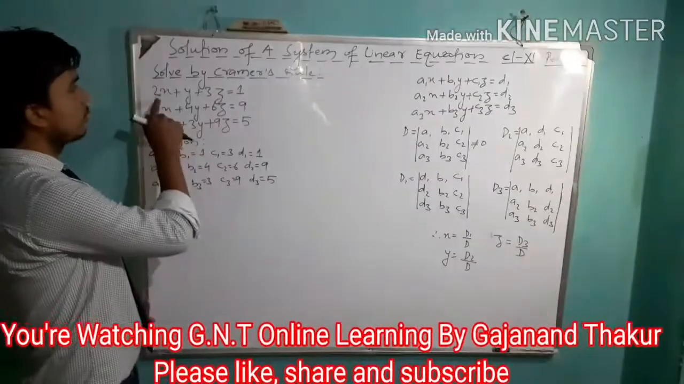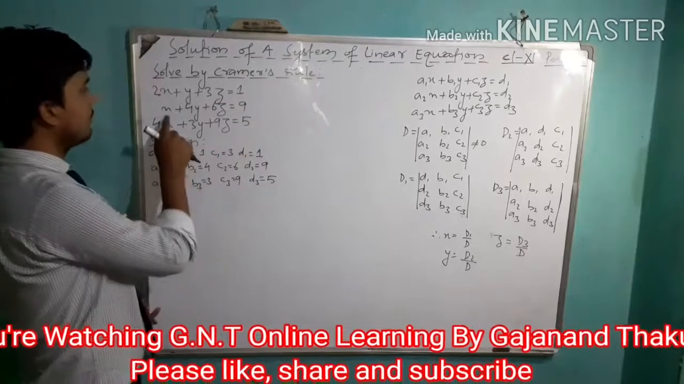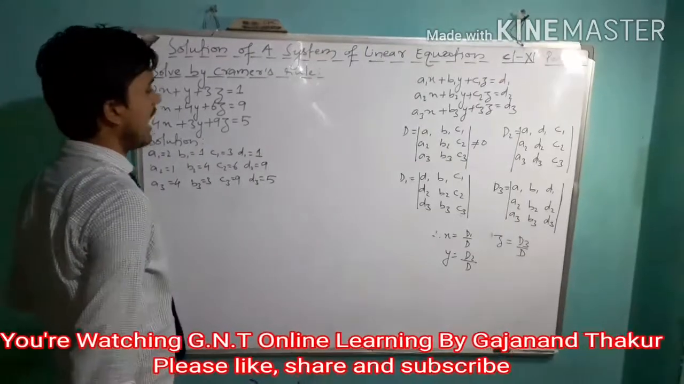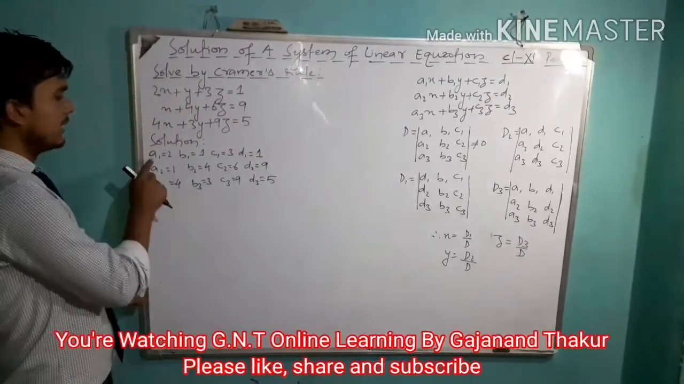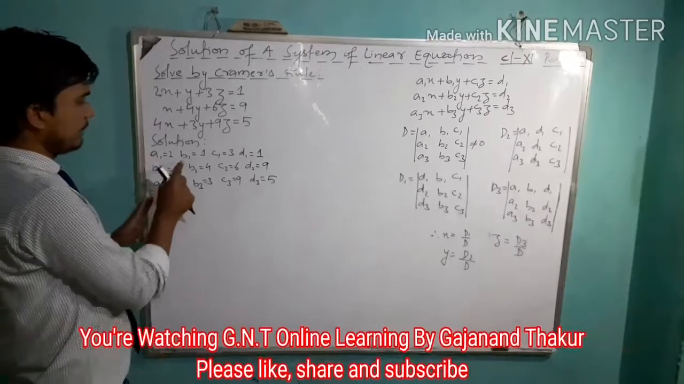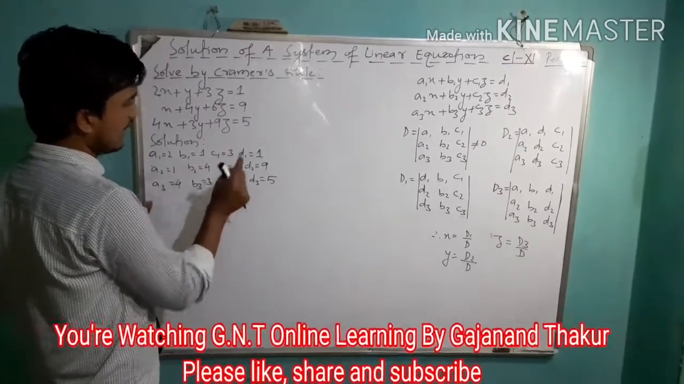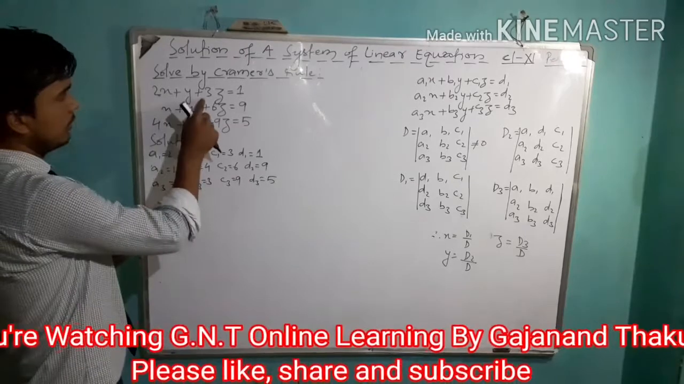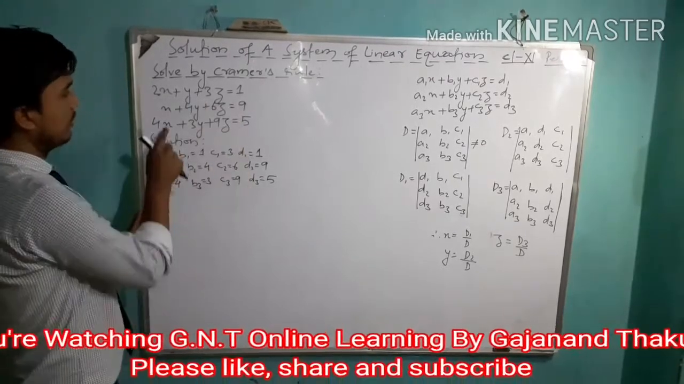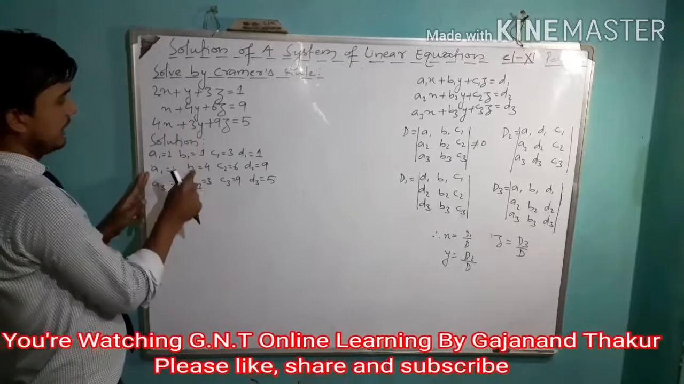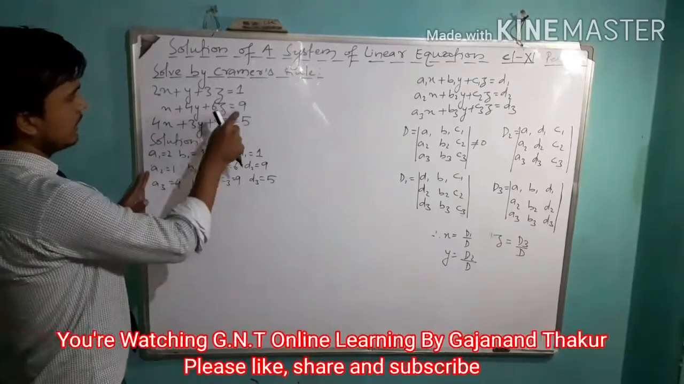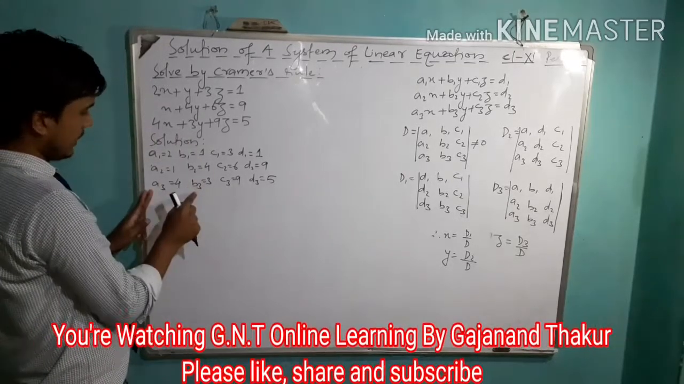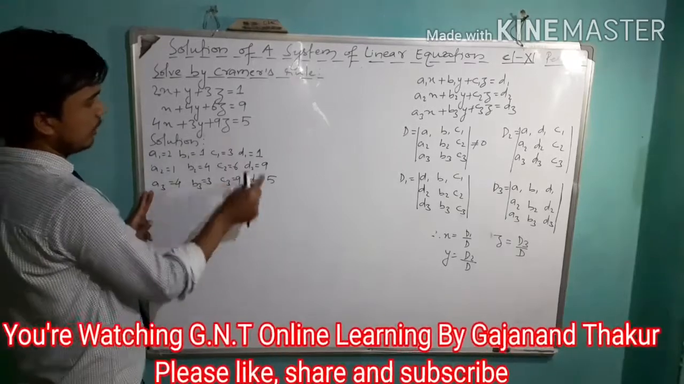Now here we have the equations 2x plus y plus 3z equals 1, x plus 4y plus 6z equals 9, 4x plus 3y plus 9z equals 5. In the solution, I have written the values of a1, a2, a3, b1, b2, b3, c1, c2, c3 and d1, d2, d3. So the first one becomes the a1 value, this the b1 value, this the c1 value and this the d1 value. Similarly, this will become the values of a2, b2, c2 and d2, right? Then this one will be the value of a3, this b3, this c3 and this d3.